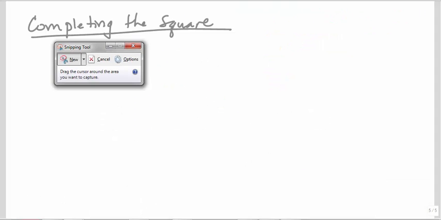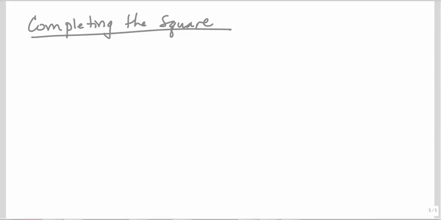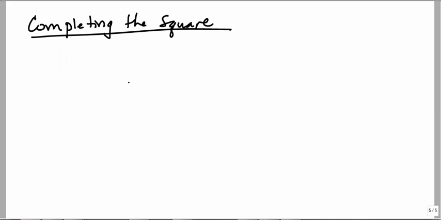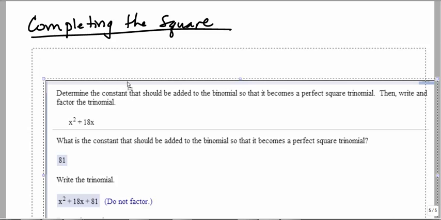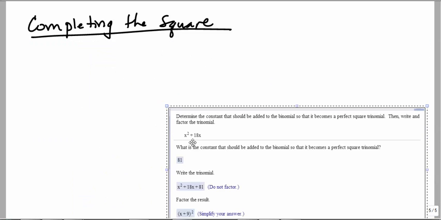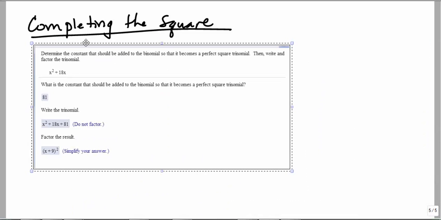So let's go ahead, and it's probably more just the wording. It's not as complicated as it makes it out to be. It's more just the wording, and we'll look at a couple of these. So here, I think this is associated with problem number 9 or something similar to that in your homework set. It says determine the constant that should be added to the binomial so that it becomes a perfect square trinomial. Then write and factor the trinomial.